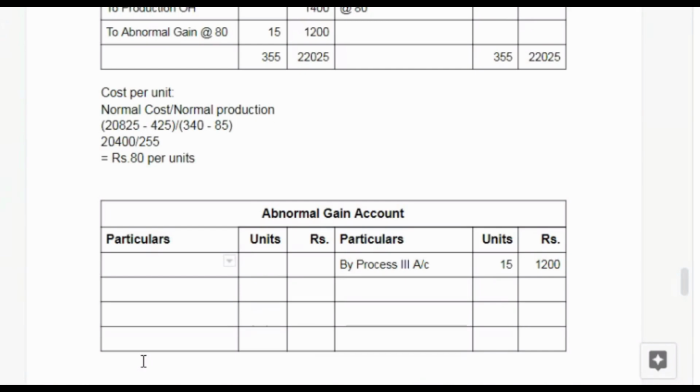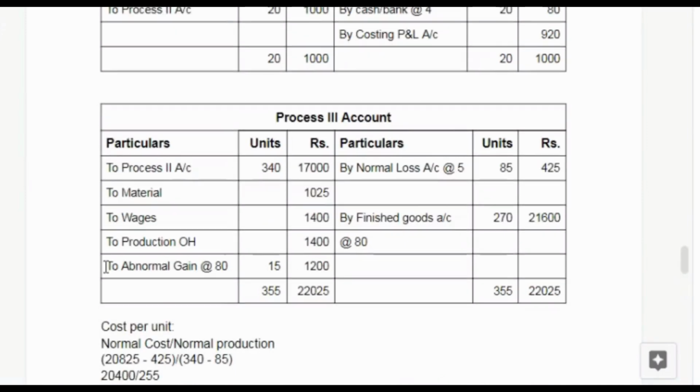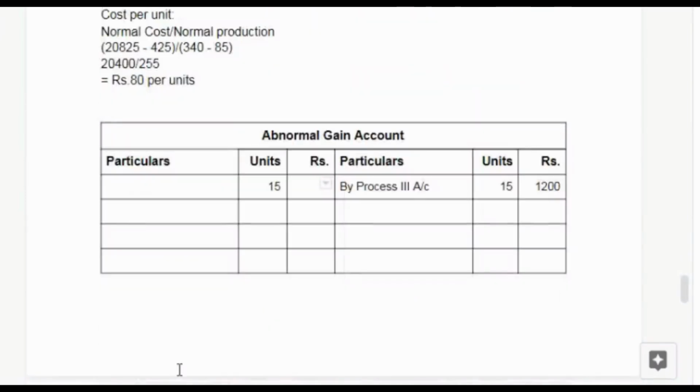Pay attention to scrap value. Here units will be 15 only. It is multiplied with the scrap value, and that is 5 rupees per unit. So 15 into 5, that means 75 will come here. Clear? So all the procedures are the same as for abnormal loss, but instead of writing cash or bank account, here we write the normal loss account, because it is a reduction in normal loss.